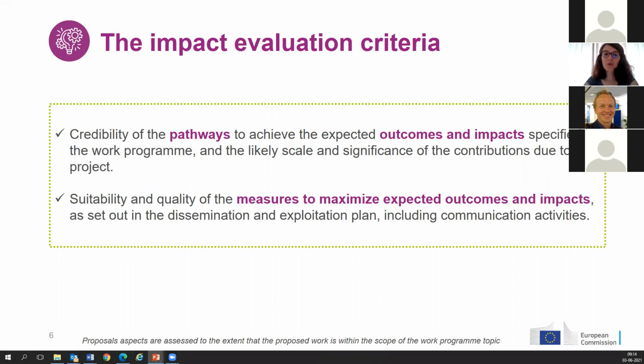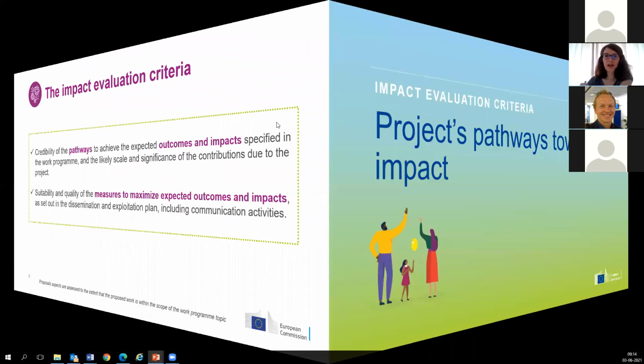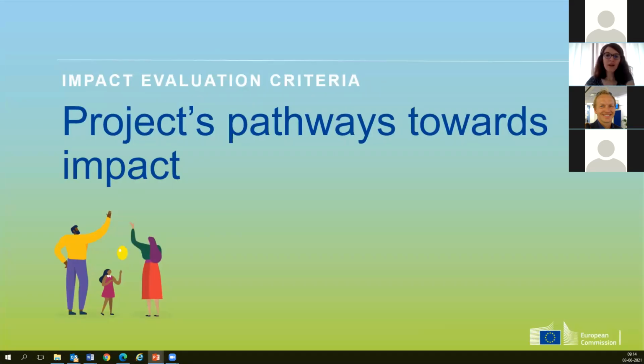There are 2 sub-criteria, one focusing on the pathways to achieve expected outcomes and impacts, and this is what we are going to address in this first part of the presentation. The second sub-criterion deals more with the measures to maximize expected outcomes and impacts, and this will be the second part of the webinar today. So let's go to the next slide, and let's enter into the topic of the project pathways towards impact.